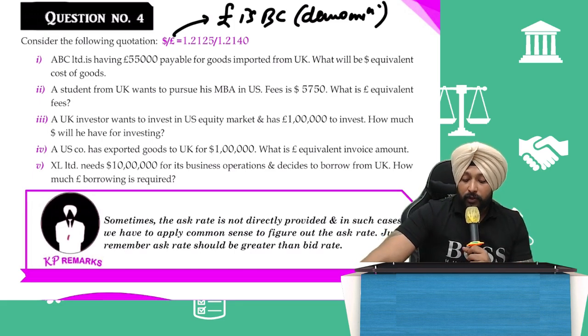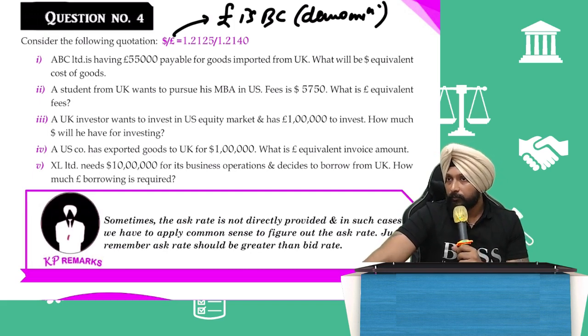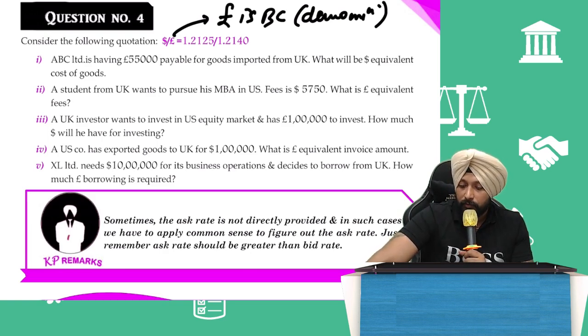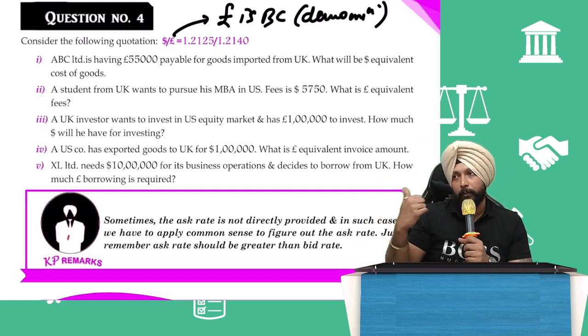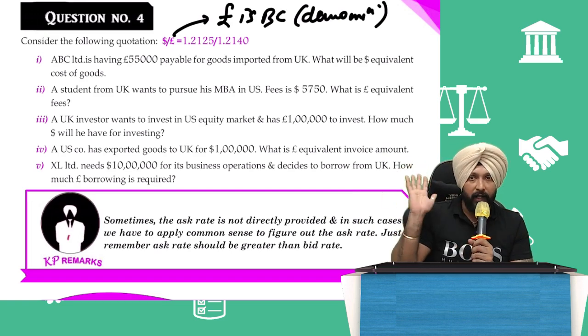Okay, second situation, guys. A student from UK wants to pursue his MBA in US. Fees is $5750. What is pound equivalent fees? So first you see dollar amount is given. I need to find out the amount in pound equivalent. From price currency, I'm going to base currency. Do you agree? From price currency to base currency, divide I have to do, that I understand.